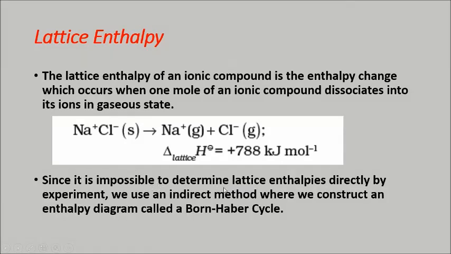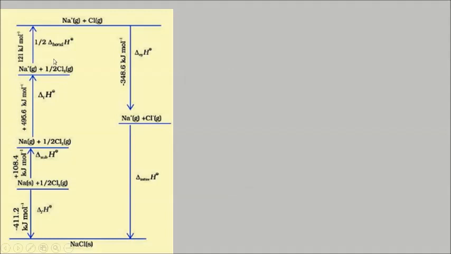Since it is impossible to determine lattice enthalpies directly by experiment, we use an indirect method where we construct an enthalpy diagram which is named the Born-Haber cycle. So the same reaction, constructed in different steps, is said to be what? Born-Haber cycle. Let's see the cycle. Here is a Born-Haber cycle for the NaCl molecule, and it dissociates into Na+ and Cl- ions.